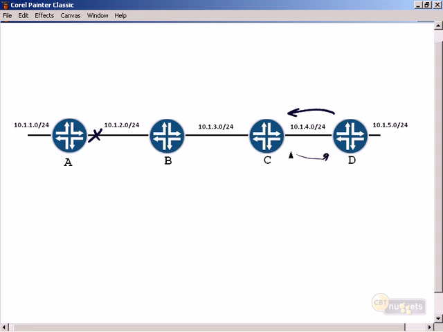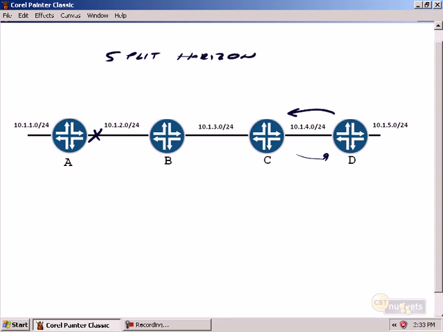So what we have is a rule called split horizon. That's one of the mechanisms that we use, one of the anti-loop mechanisms in a distance vector network. Split horizon says that an update for a destination can't be sent to the neighbor from which the destination was learned.